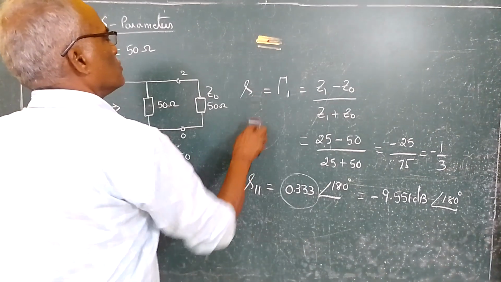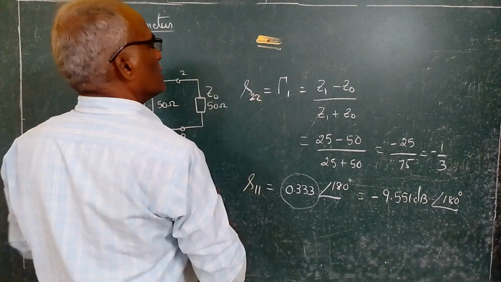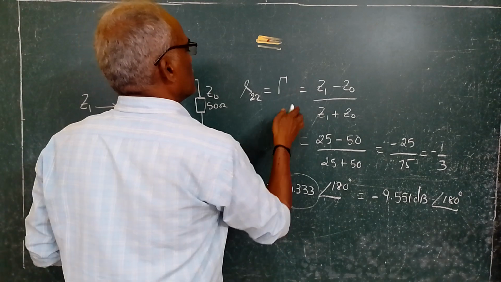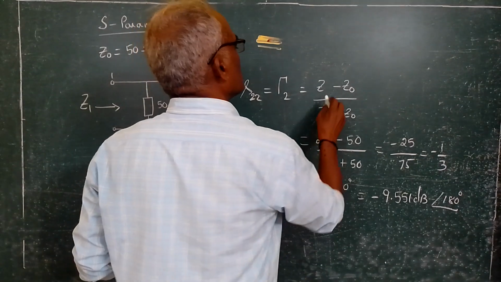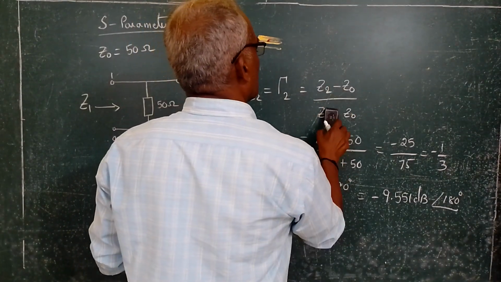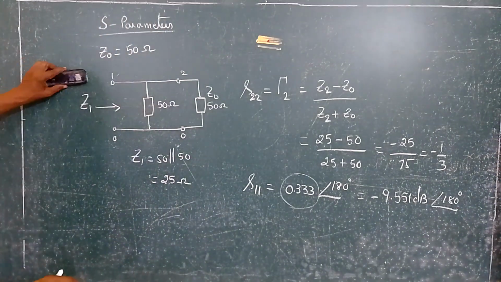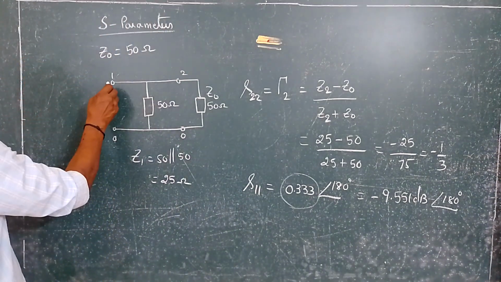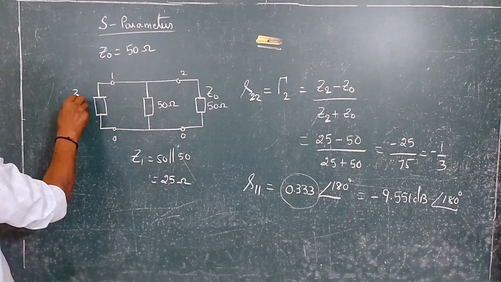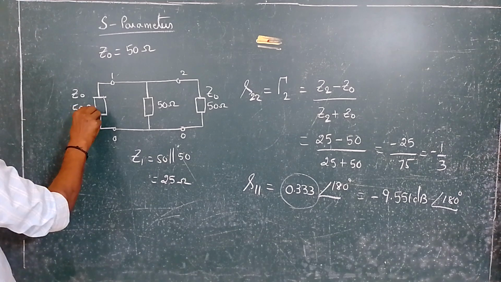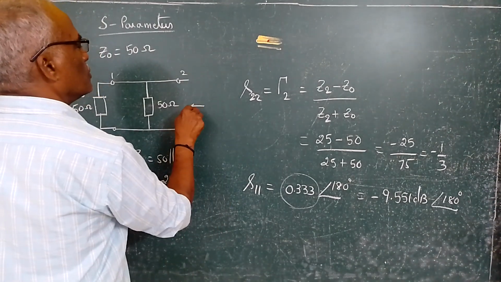Next, we are going to see S22. Here it is gamma 2, the output reflection coefficient. So the formula is (Z2 minus Z0) by (Z2 plus Z0). Here port 1 is terminated with Z0, which is 50 ohms, and we are viewing from port 2, this is Z2.